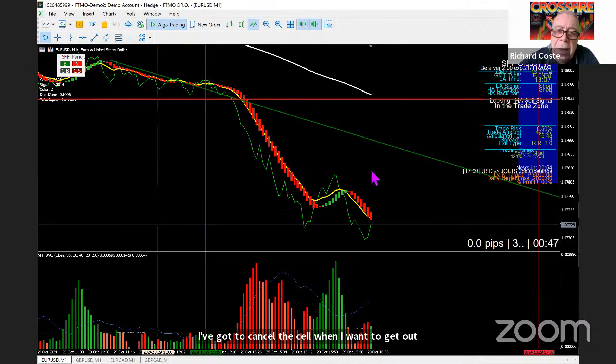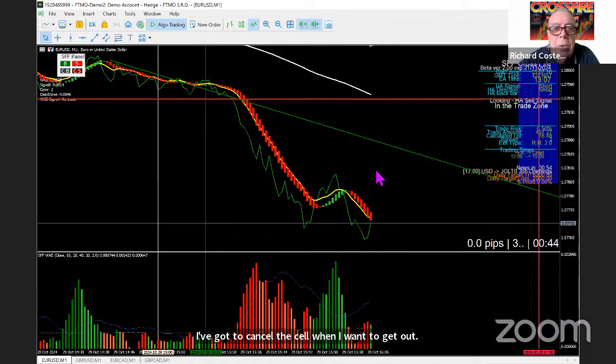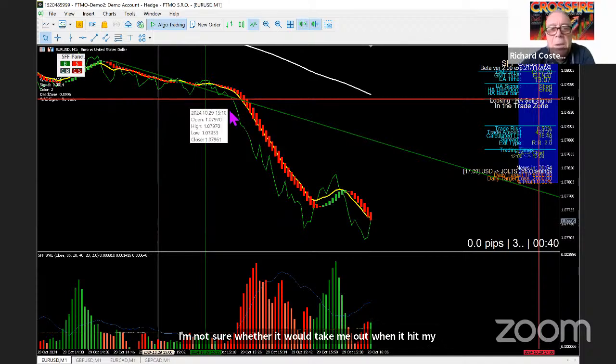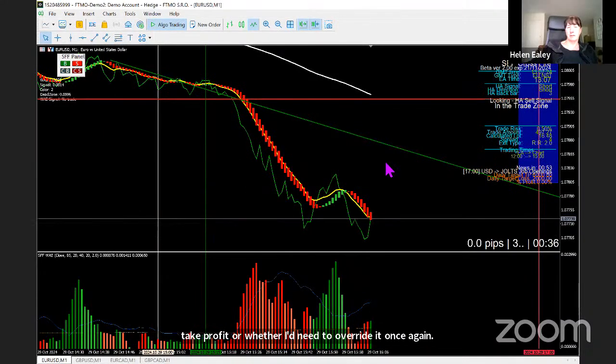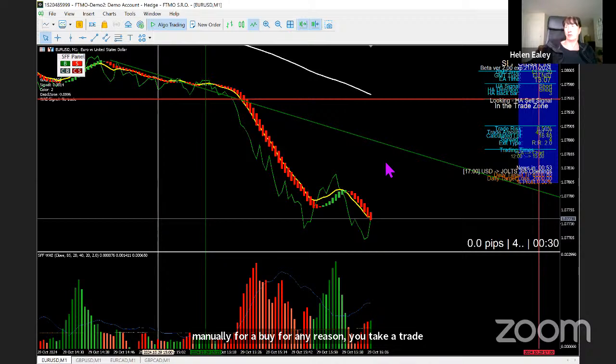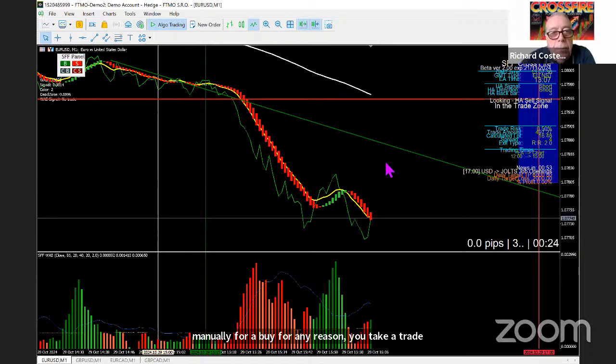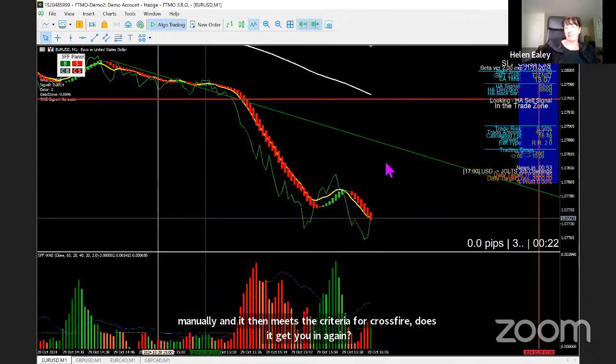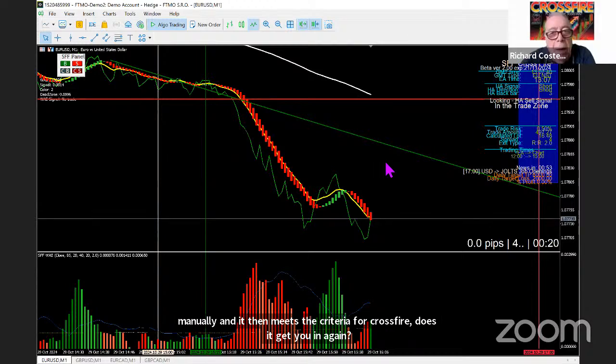I need to double check that. Actually, I'm not sure whether it would take me out when it hit my take profit, or whether I'd need to override it once again. You happen to know, Richard, if you take a sell manually or a buy for any reason, you take a trade manually, and it then meets the criteria for Crossfire, does it get you in again? It's not critical. I was just curious, really.